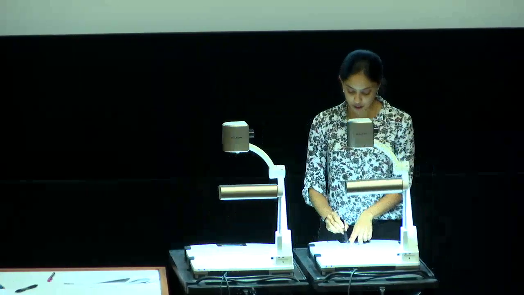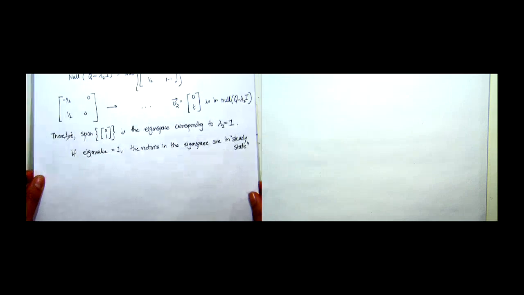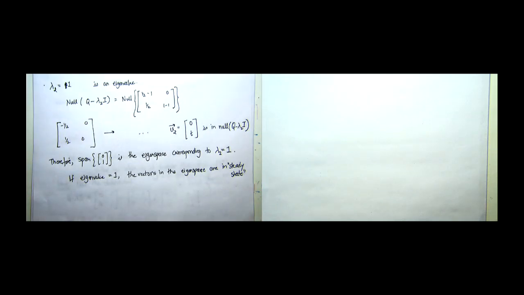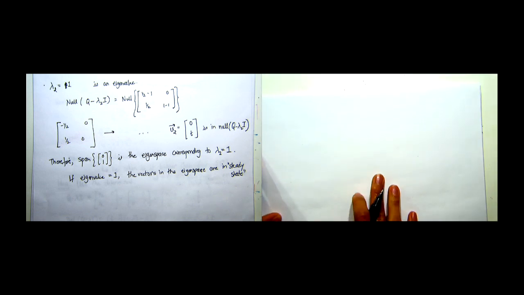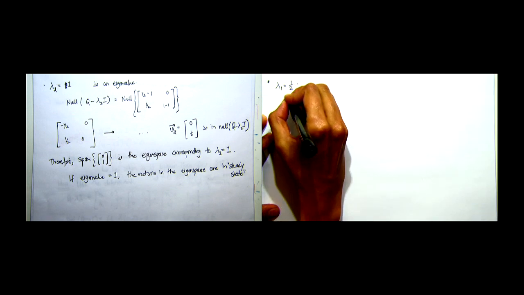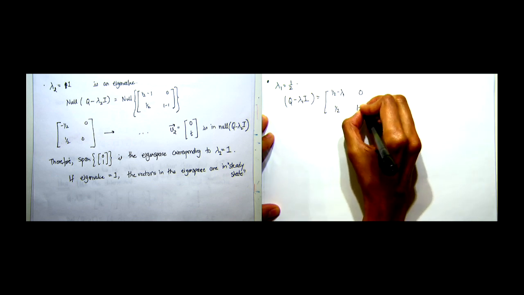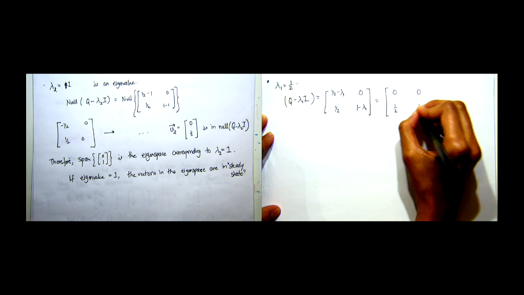But we have seen now that it's possible to have eigenvalues that are not exactly equal to 1, right? We have this other eigenvalue here, eigenvalue lambda 1 equal to 1 half. So let's now explore what happens in that case. So for the case lambda 1 equal to 1 half, what is Q minus lambda I? This is 1 half minus lambda 1, 0, 1 half, 1 minus lambda 1. 1 half minus 1 half is 0, this is a 0, this is a 1 half, this is a 1 half.